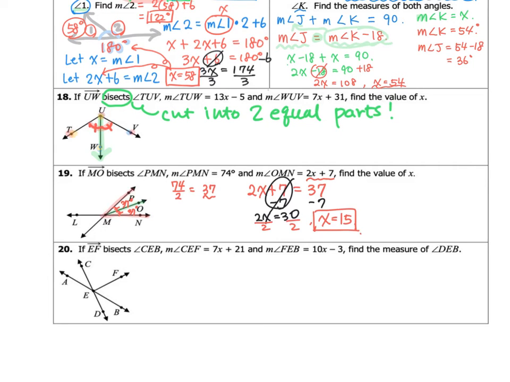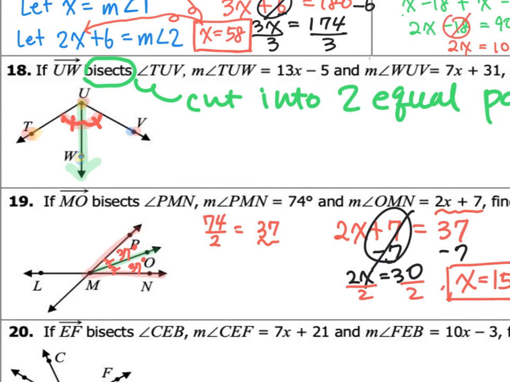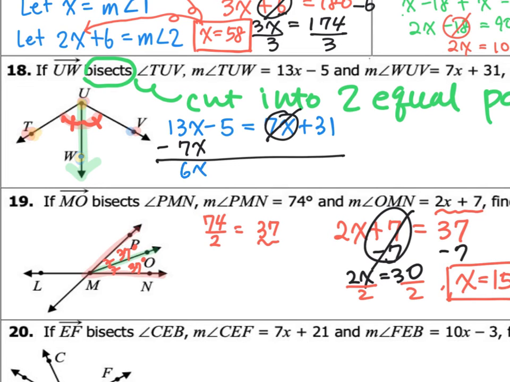So can we set an equation? They are equal to each other, right? So we can set it up like this. Let me make some space here. 13x minus 5 equals 7x plus 31. So we can subtract 7x on both sides, and there will be 6x, and we're gonna add 5 on both sides. That will equal 36. Now divide by 6 on both sides, so x equal 6.